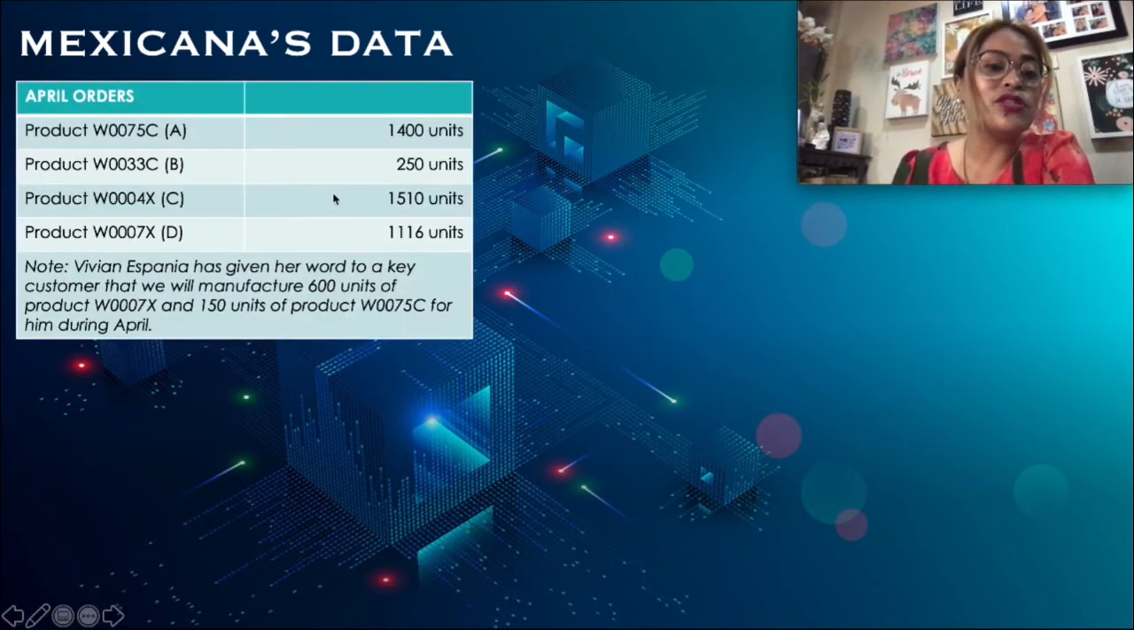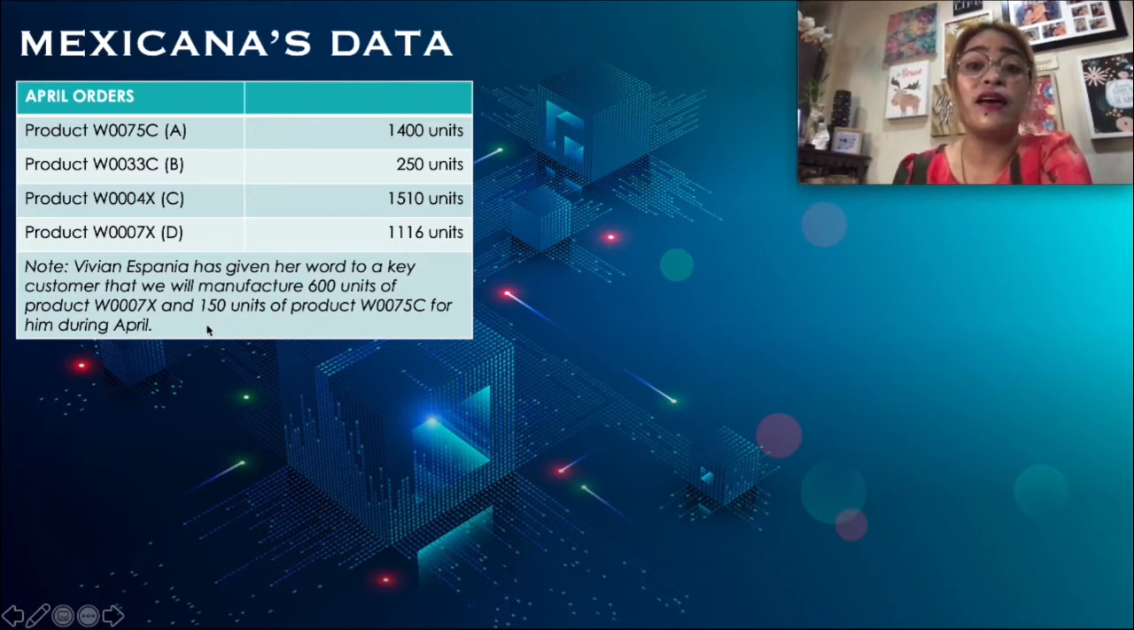Now, this table shows the list of orders placed for the month of April. On the left column, you can see the product types, which I label product A, product B, C, and D. And on the right side, you can see the number of units ordered per product. For product A, there are 1,400 units ordered. Product B, 250 units ordered. C, 1,510 units. And D, 1,116 units.